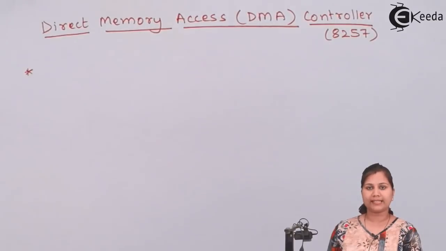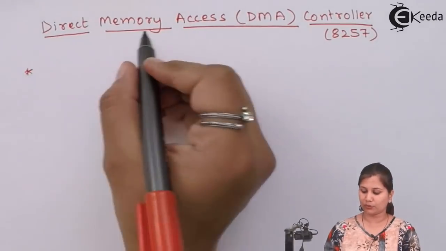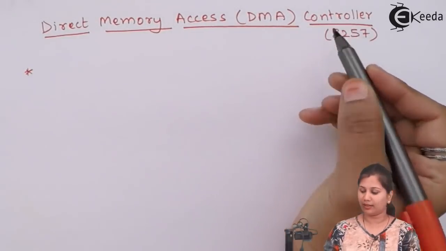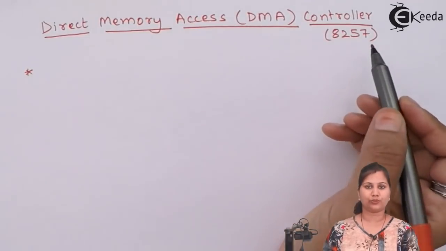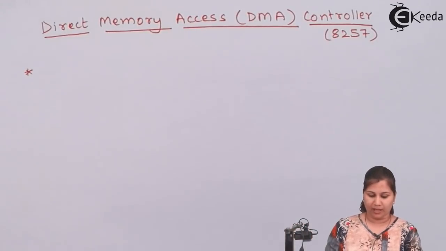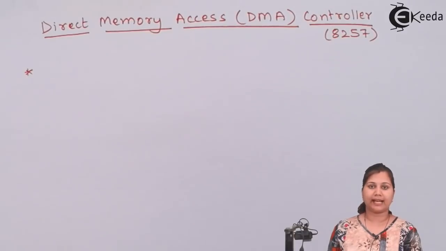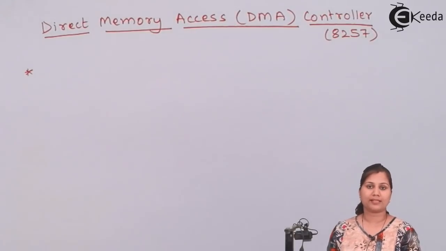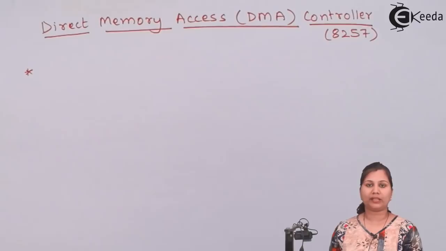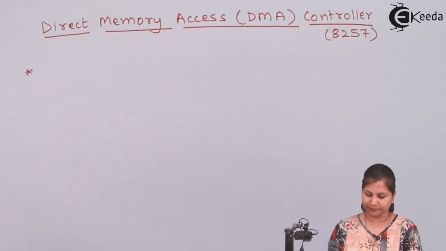So this direct memory access controller is also known as the DMA controller, and its IC is 8257. Now this controller is designed by Intel to transfer the data between the microprocessor or the central processing unit and the peripheral devices.